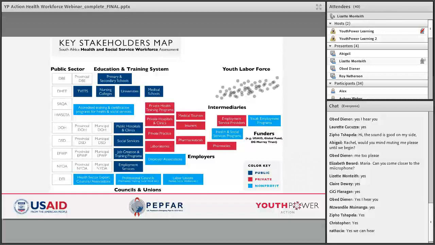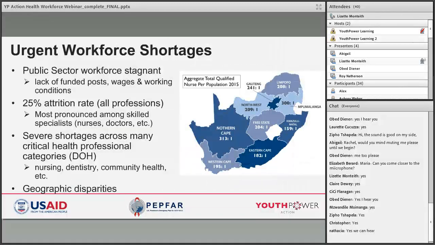And then finally, we have the category of councils and unions along the bottom. And here I want to especially point out the professional councils box, as these have a particularly powerful role in the South African system. And again, we'll return to this later, but the councils have authority both over accreditation of education and training programs and recognition of professional qualifications. And this is a prerequisite for employment and professional advancement in many health and social services fields.